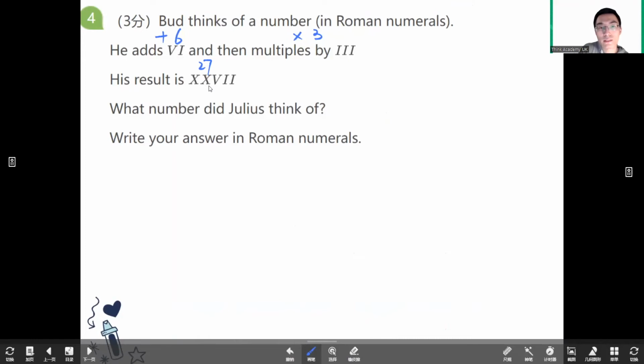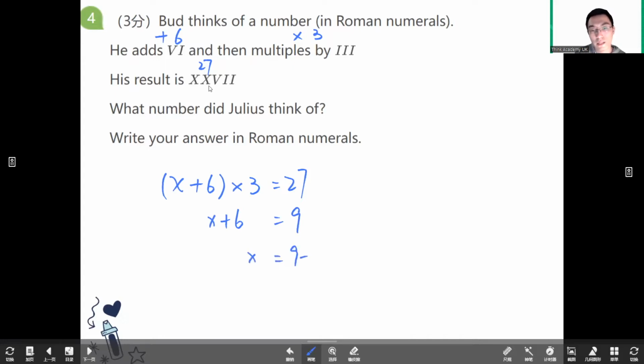So we can say the original number that Bud is thinking of, actually should be Julius, is x. So x plus 6 will be the new number. He adds 6, and then the new number is multiplied by 3, and the result is 27. So we solve this equation. x plus 6 will be 27 divided by 3, which is 9. So x plus 6 is 9, x will be 3. So 9 minus 6, x equals 3.